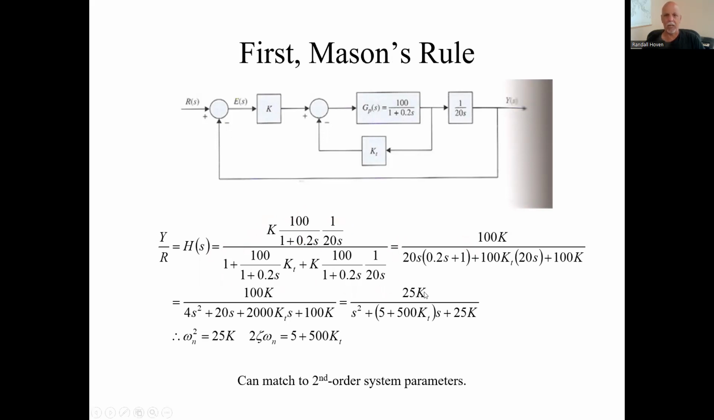The rest of these steps are algebra, which gets me to this. And lo and behold, this is a prototype second order system. The numerator matches this term, so it's a prototype system. Its final value is going to be 1. And we can relate the K's to natural frequency and damping ratio. The natural frequency is the square root of this, and this whole mess here is 2 zeta omega n. So we can match our second order prototype parameters to the K's that are needed.